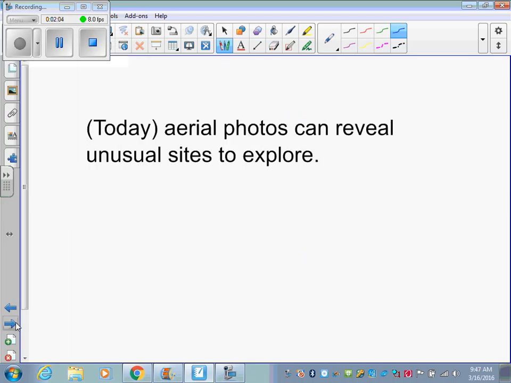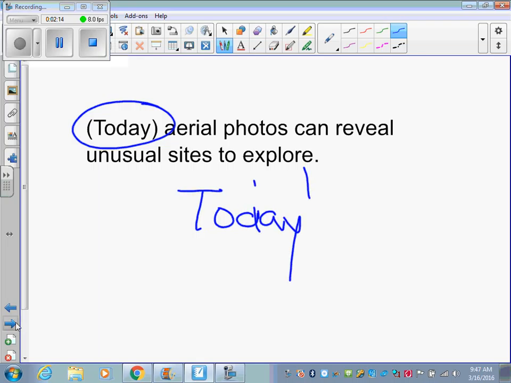"Today, aerial photos can reveal unusual sights to explore." Again, I'm looking at this word right now, and what I notice, it doesn't have an S at the end. So I'm going to write the word the exact same way that it is. I'm going to add an apostrophe, and I'm going to add an S.